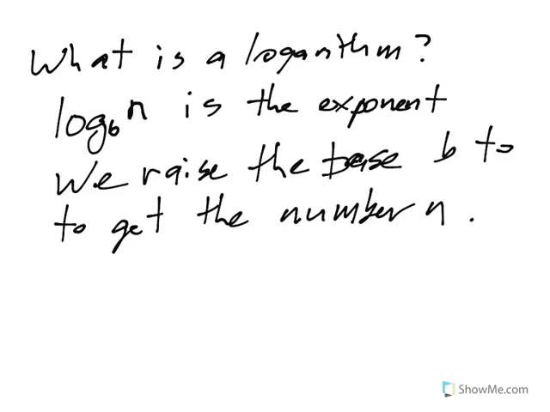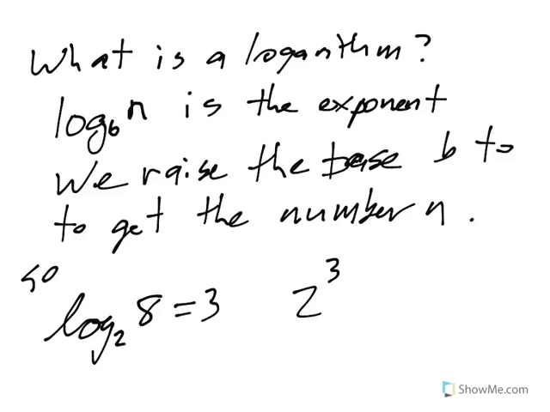It's the exponent. So a logarithm is an exponent. That's first and foremost. A logarithm is an exponent. So the logarithm base b of n is the exponent we raise the base b to get the number n. So for example, the logarithm base 2 of 8 is 3, since 3 is the exponent I raised 2 to get 8.